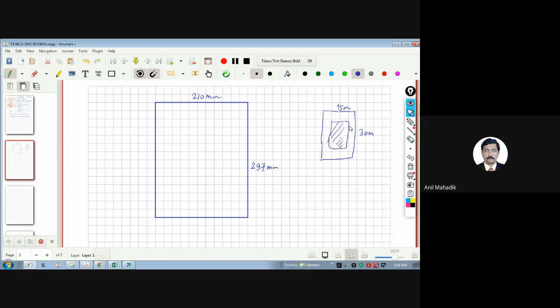Now tell me, if you want to draw this rectangle of the plot, let's say this is a plot layout, and if you want to draw this plot rectangle on this page, what scale will you use?